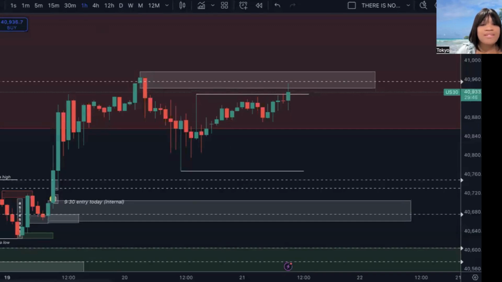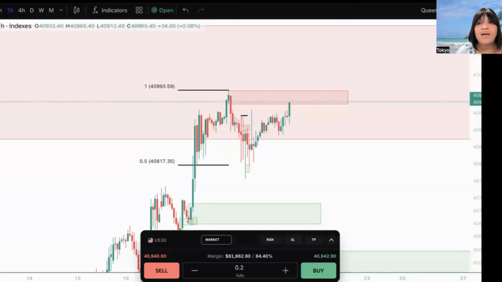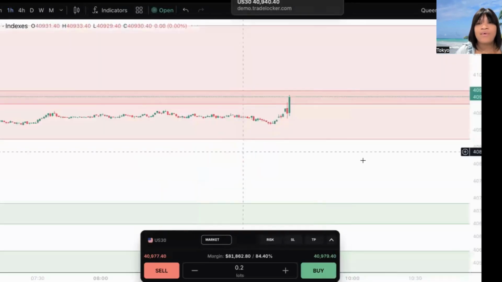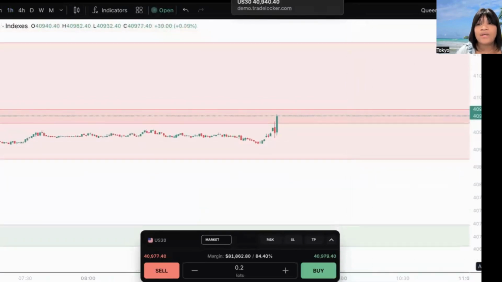Okay, guys, so price has come to my area of interest, as you can see. And what I want to do now is go on the smaller time frame. Okay, alerts are going off. Alerts are going off, and I want to watch it here.